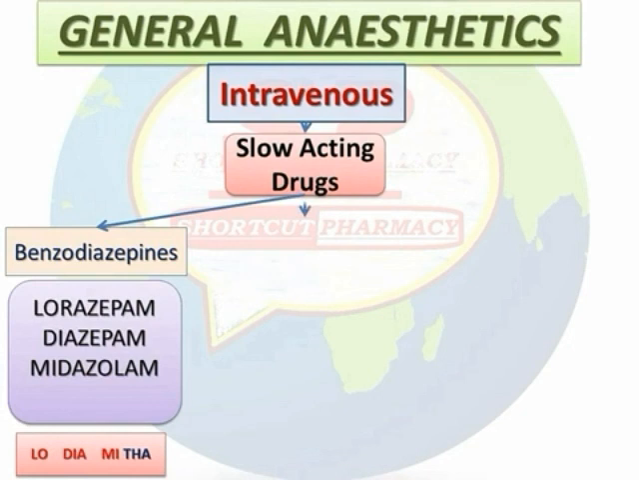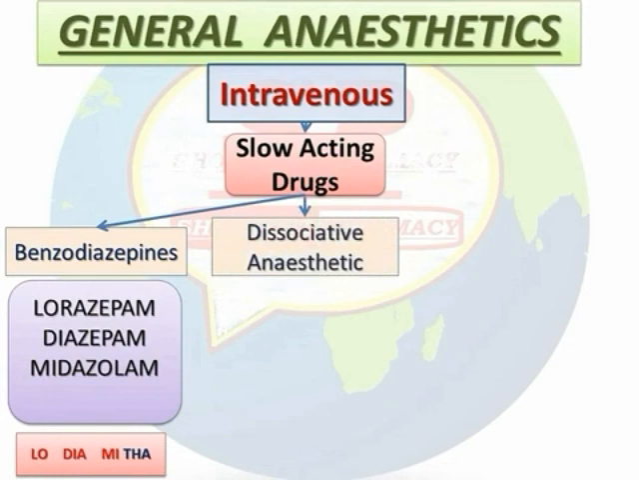So next we see isoflurane. Isoflurane is a halogenated anesthetic and this is the anesthetic agent of choice in pheochromocytoma. So isoflurane is the drug of choice in pheochromocytoma.